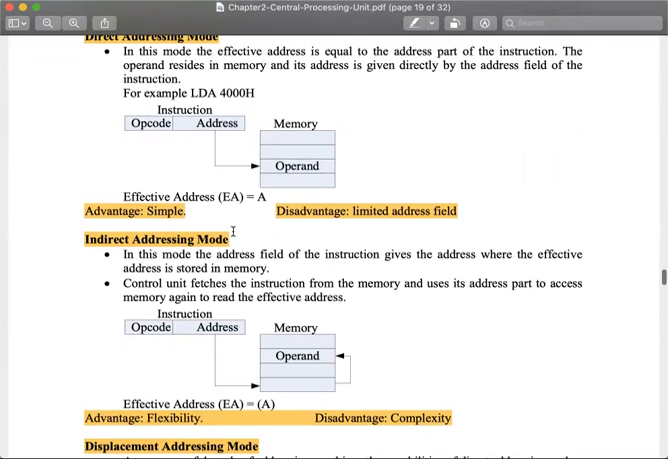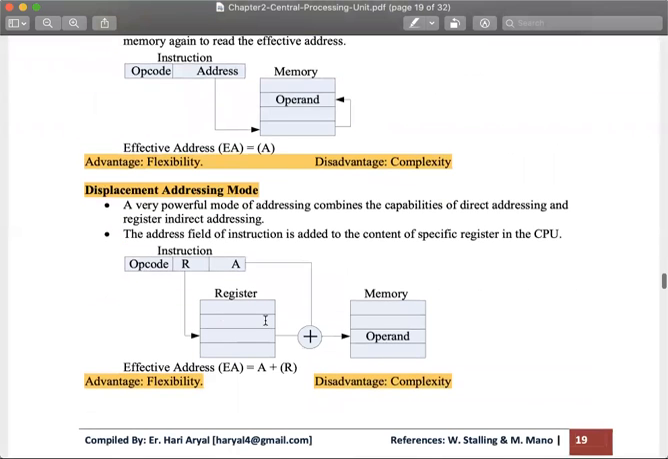Then indirect addressing is also done, and many addressing modes are already given here, so you can read them one by one. Just remember the name, the advantage and the disadvantage. Maybe in your assignment the question will be like this: how many addressing modes are there, what are their advantages and disadvantages, or give examples. Examples, advantages and disadvantages are already given here.